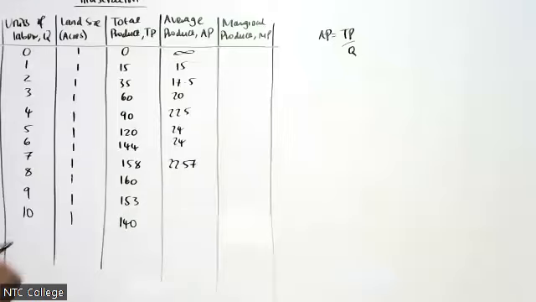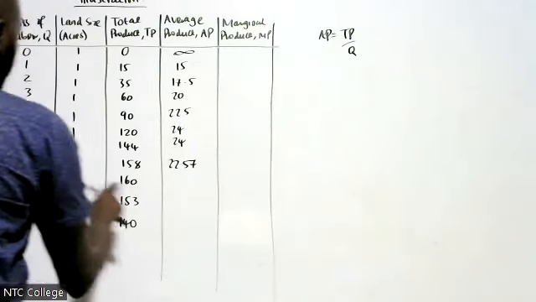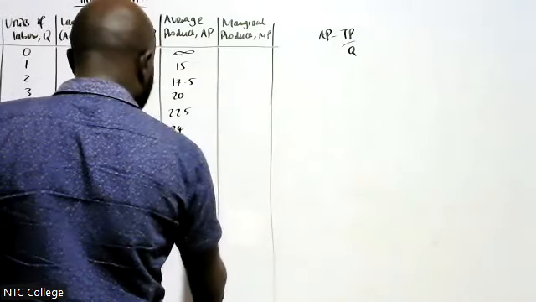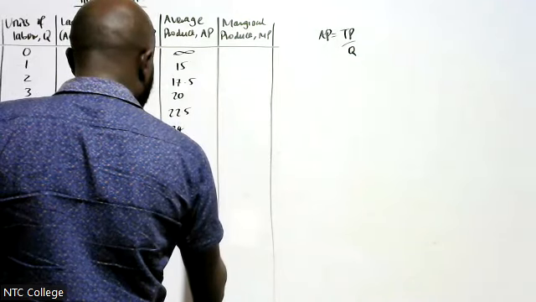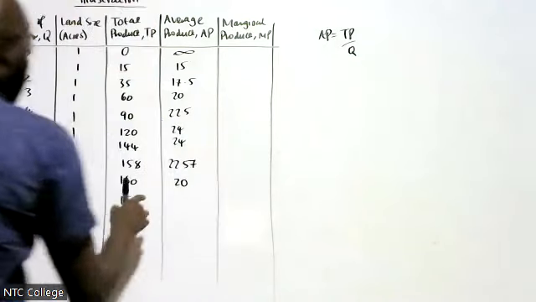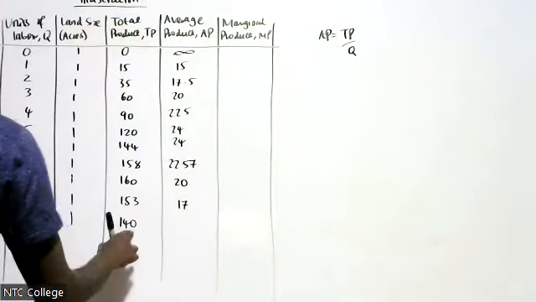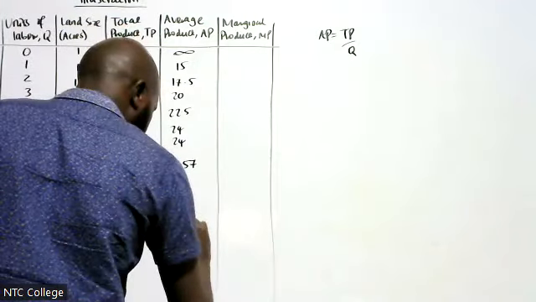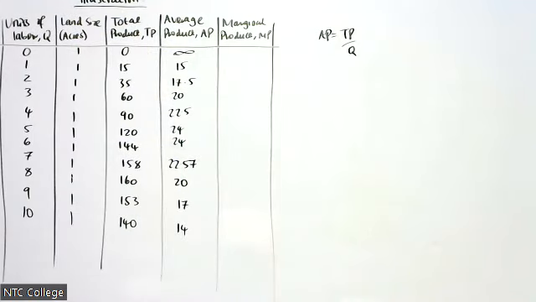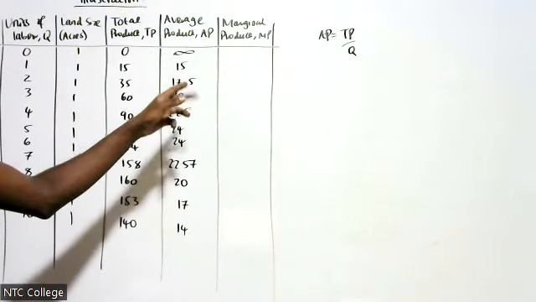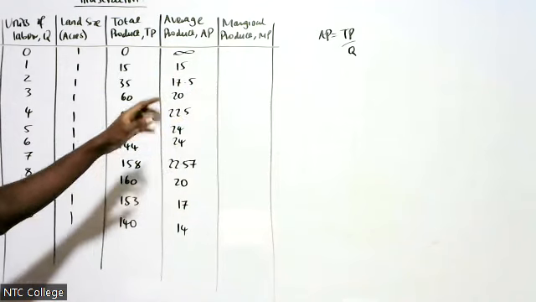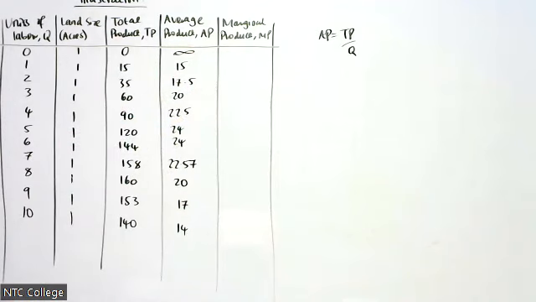Yeah, I'm getting 22.57. 160 divided by 8, that is 20. 153 divided by 9, that's 17. Then finally 140 divided by 10 becomes 14. So you can see there is a specific property that is coming out from this, and I would like to point to that with a diagram that will follow this.